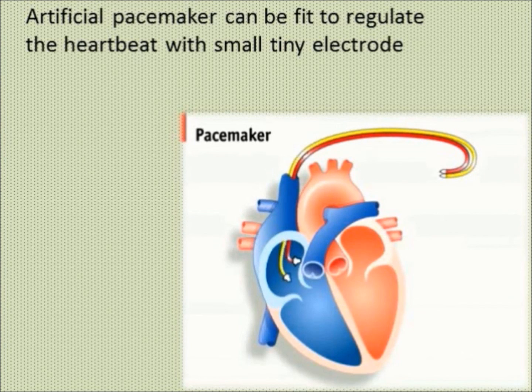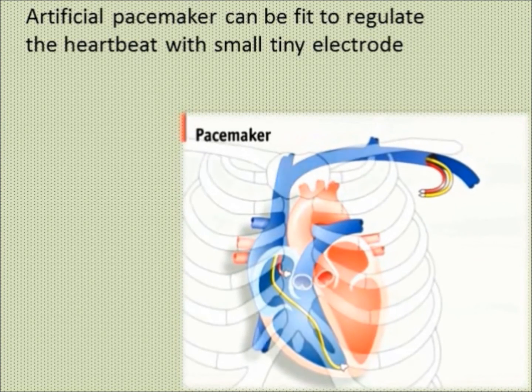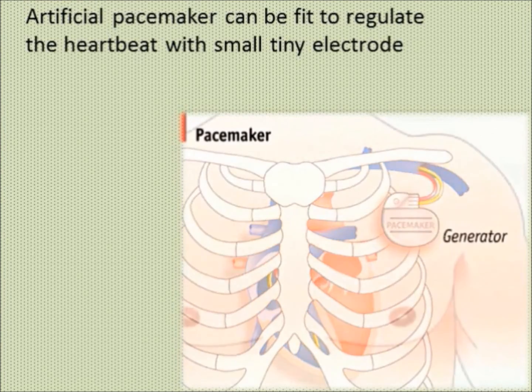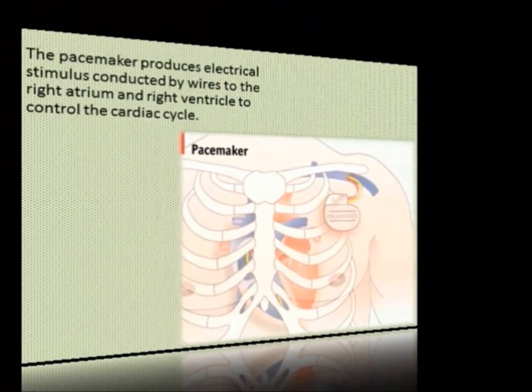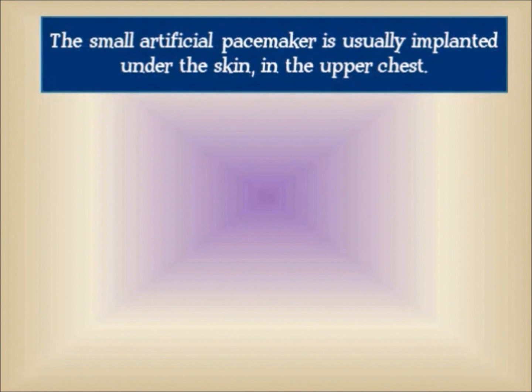The pacemaker produces an electrical stimulus conducted by wires to the right atrium and right ventricle to control the cardiac cycle. The small artificial pacemaker is usually implanted under the skin in the upper chest.